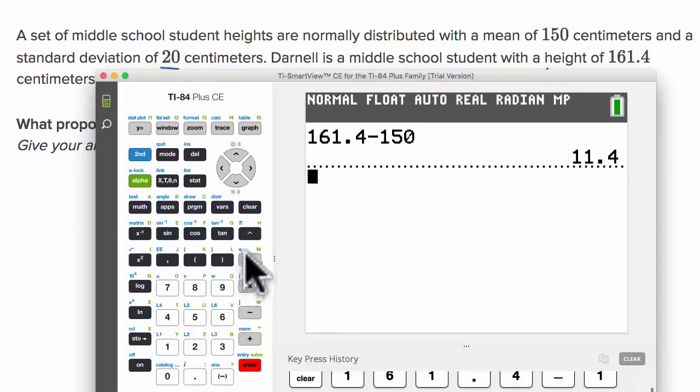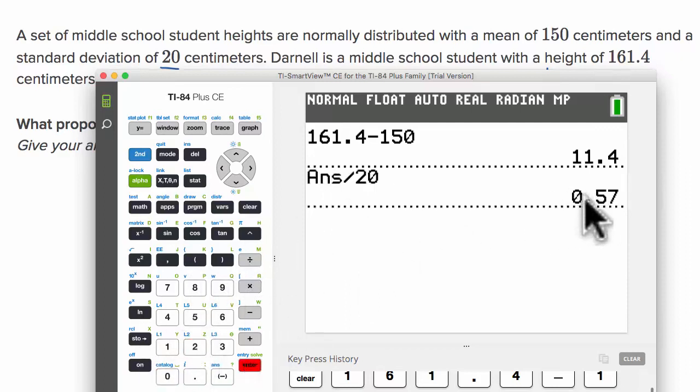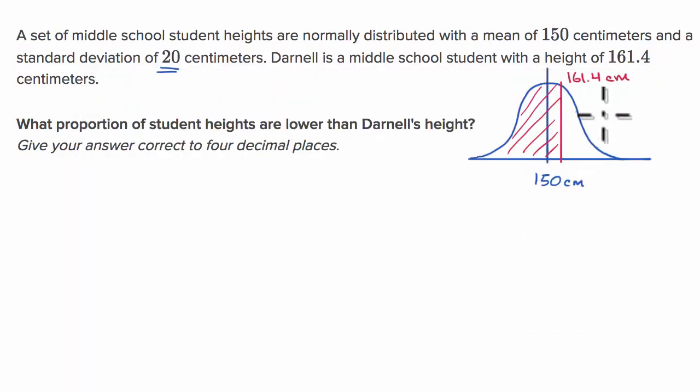So we will just take our previous answer divided by 20 centimeters. And that gets us 0.57. So we can say that this is 0.57 standard deviations above the mean. Now, why is that useful? Well, you could take this z-score right over here and look at a z-table to figure out what proportion is less than 0.57 standard deviations above the mean.